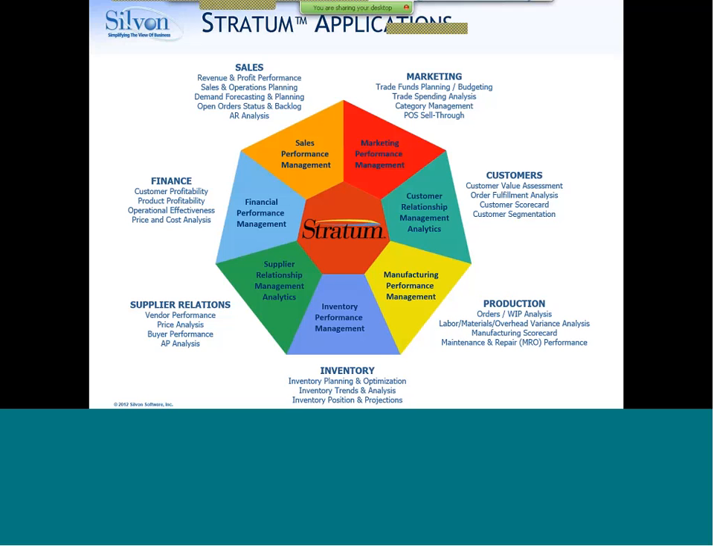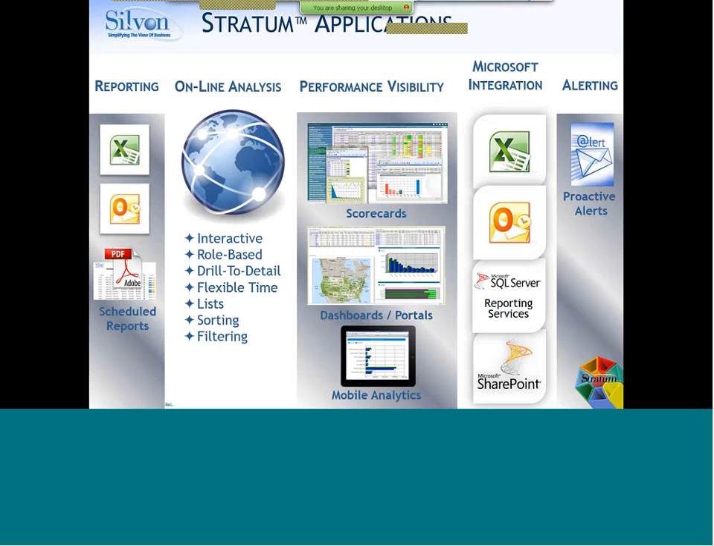Once you've gathered all that information, of course, we need to deliver it somehow, and that's a strategy we've had in place here at Silvon for a long time. We call that flexible information delivery, and that's the idea that we've got a single version of the truth. Now we want to provide access to that many different ways based on users' roles.